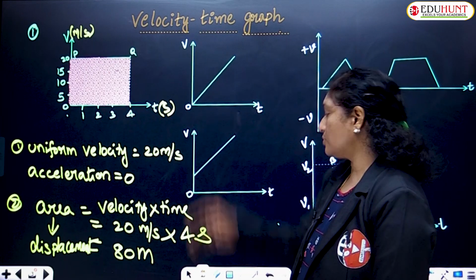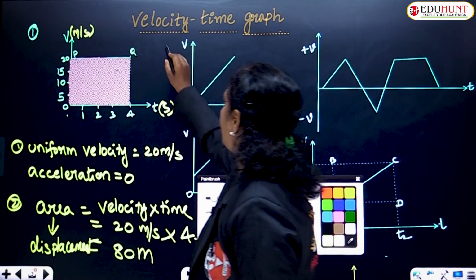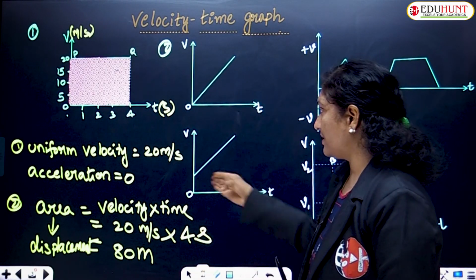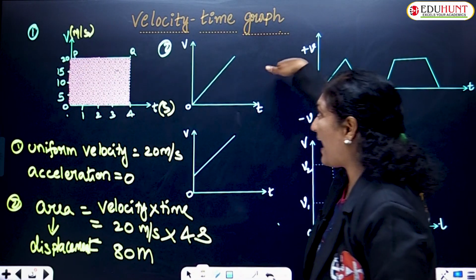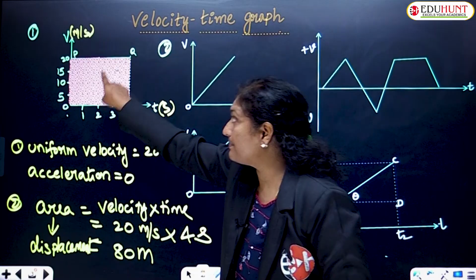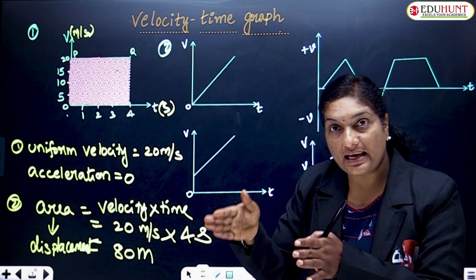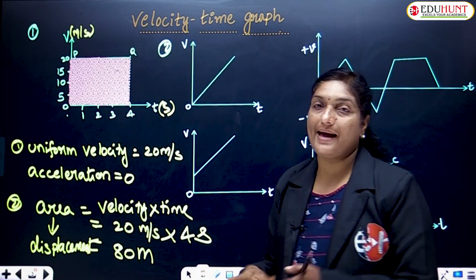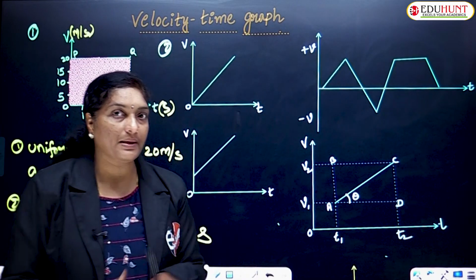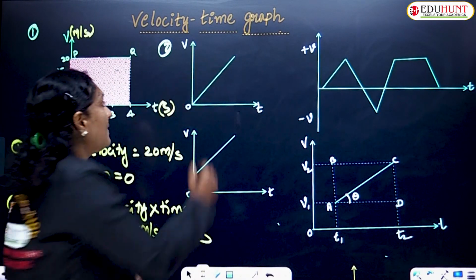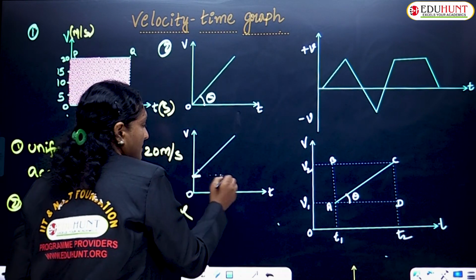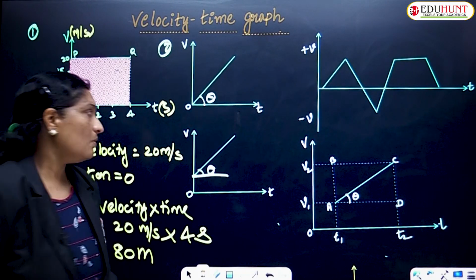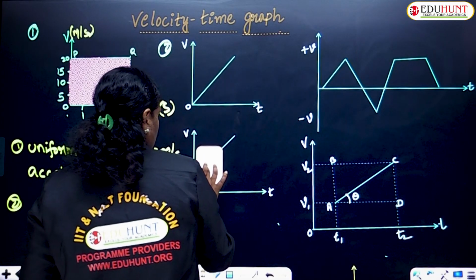Clear, children? Now let us go with the second example. In the second case, what we considered is this velocity time graph, and it is not parallel to the time axis. In the first example, the velocity time graph was drawn parallel to the time axis. In the second example, it is not parallel to the time axis. Not parallel means some slanting position is there, some angle is being formed with respect to the time axis. Yes or no, children? That means some slope is there. So let us see what happens when slope is there.